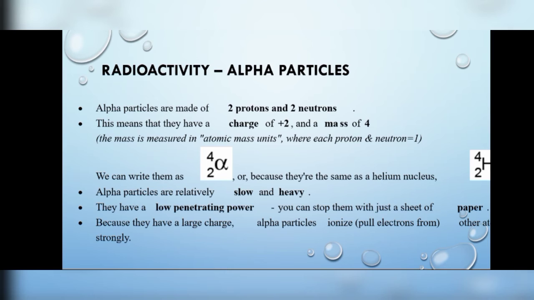Alpha particles are relatively slow and heavy. They have a low penetration power. You can stop them with just a sheet of paper. Because they have a large charge, alpha particles ionize other atoms strongly.